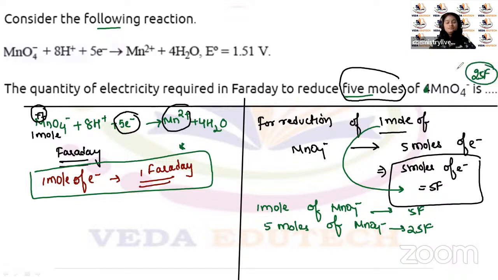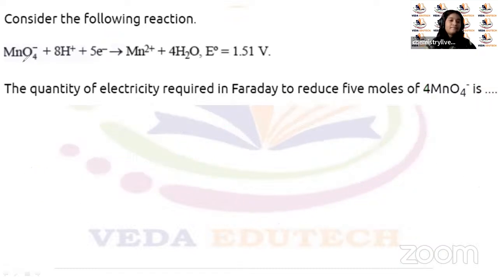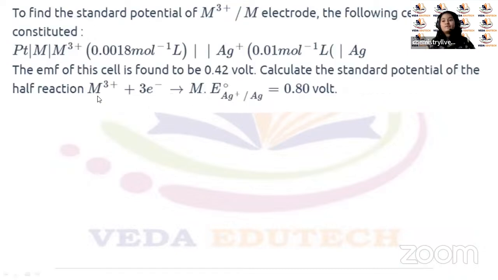Is this concept clear here? We are talking about electrolysis and the electrons in Faraday. I hope that concept is clear to all of you. So the answer will be 25 Faraday here. Moving on to the next question, children. Next question on your screen. Pause it and find out the answer.